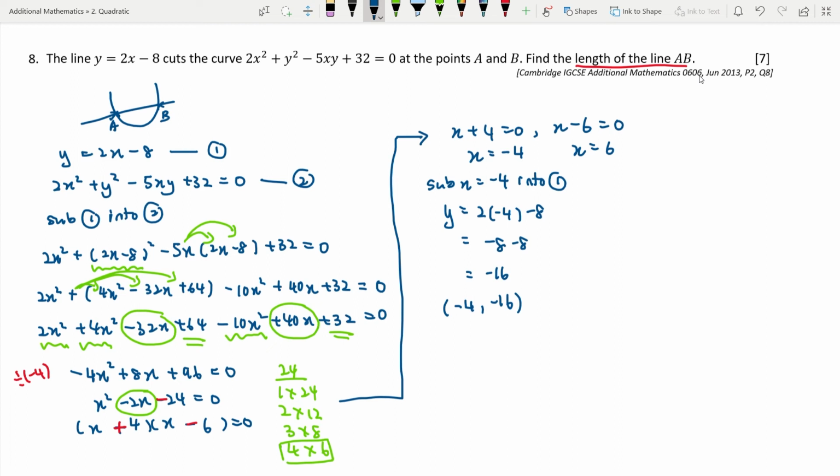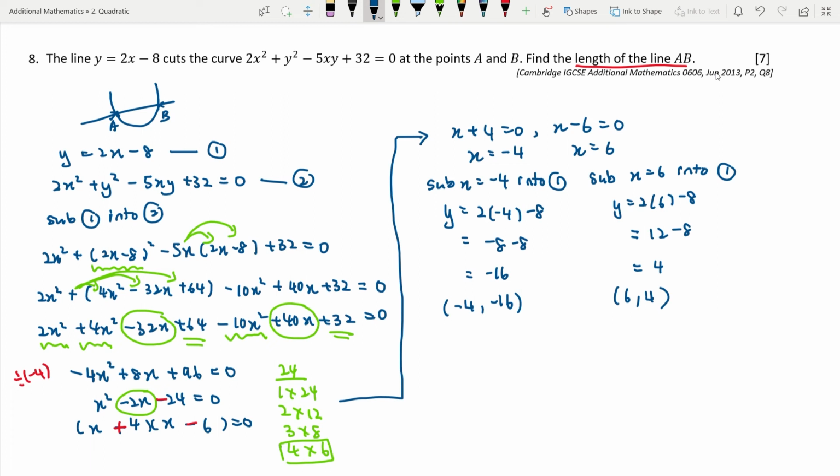For the second y value, substitute x is equal to 6 into equation 1 as well. y is equal to 2 multiplied with 6 minus 8, which is equal to 12 minus 8, that is 4. The second coordinate will be 6, 4.